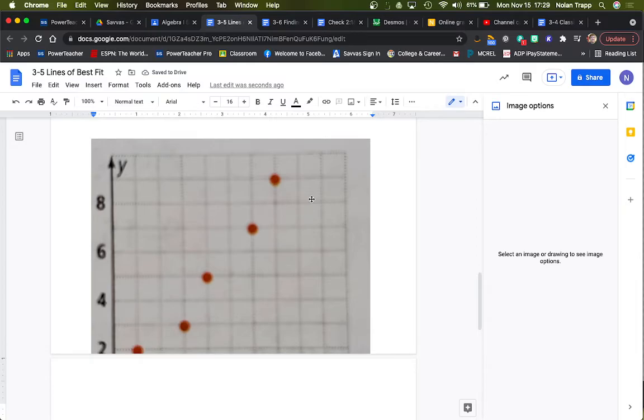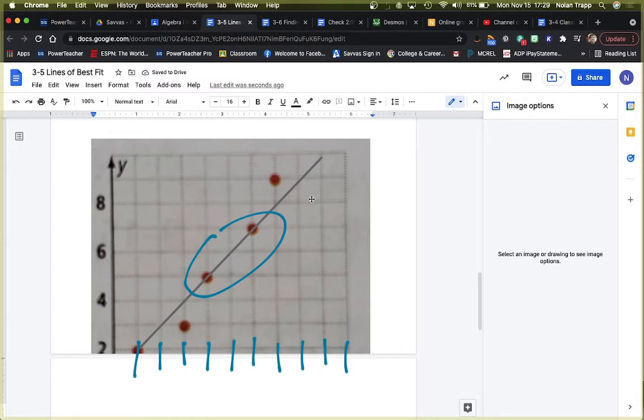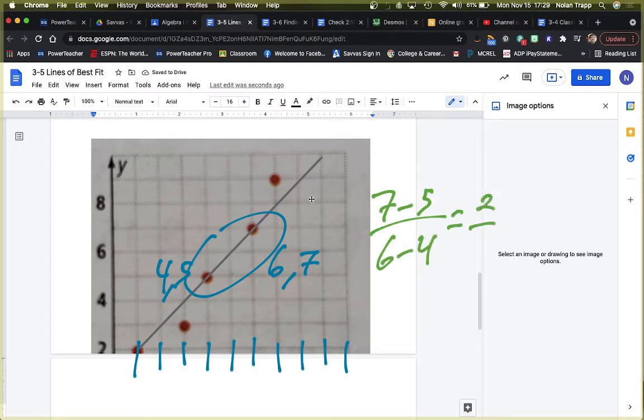So what you do to find a basic trend line is you pick two points that look like they fit the data the best. I think I'd probably pick these two in the middle. I know I cut off the bottom of this graph, but that's 1, 2, 3, 4, up to 10. So this one would be at 4, 5, and that one would be at 6, 7, right? And we do what we've done before. We find our slope, 7 minus 5 over 6 minus 4, 2 over 2. That would be 1. So my slope's going to be 1.